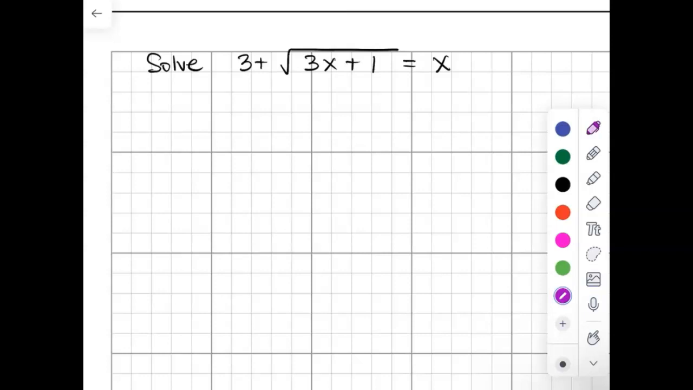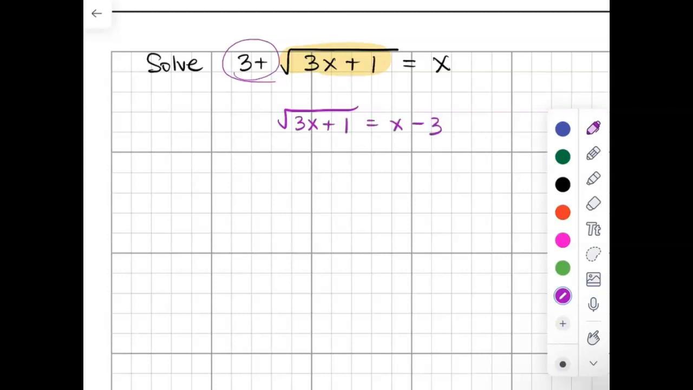Here we have another equation with a radical. So first thing we're going to do is try to isolate that radical. So right now I've got square root of 3x plus 1. I am going to isolate it by subtracting this 3 to the other side, which is going to give me square root of 3x plus 1 equals x minus 3.